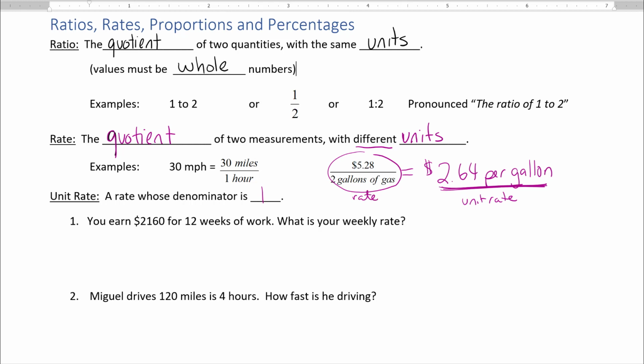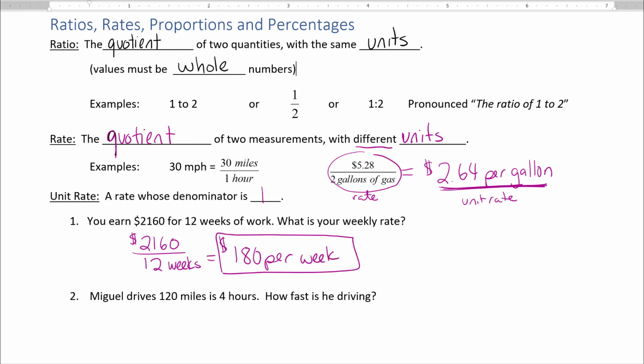Okay, so let's do a couple examples with that. Let's say you earn $2,160 for 12 weeks of work. What is your weekly rate? And that's what we're talking about, a unit rate. So I'm going to take $2,160 and make it a ratio with 12 weeks of work. If you take 2,160 and divide it by 12 in your calculator, you're going to get $180 per week. That is your weekly rate, because time is going to go on the bottom.